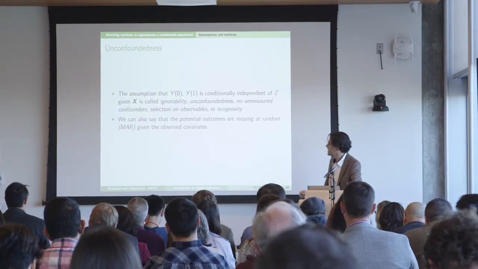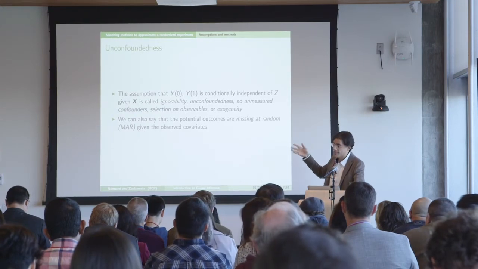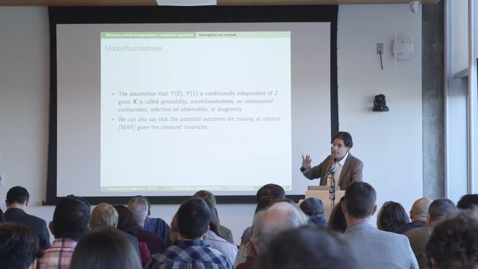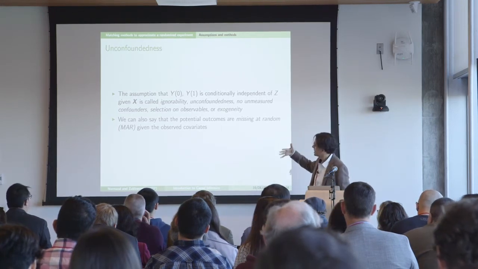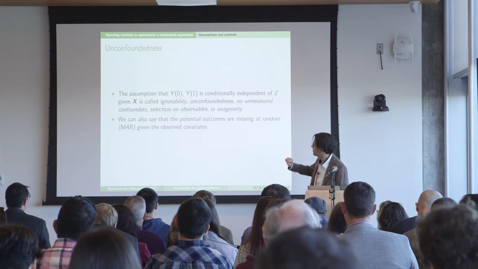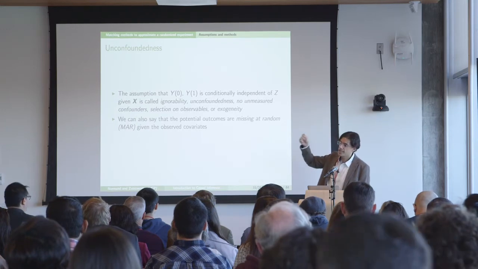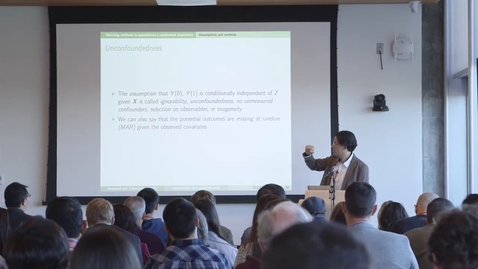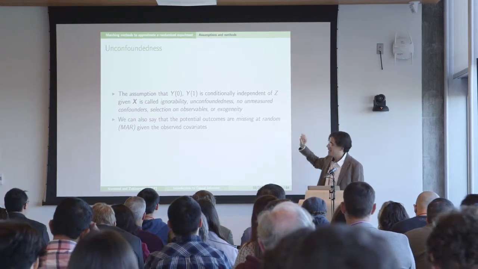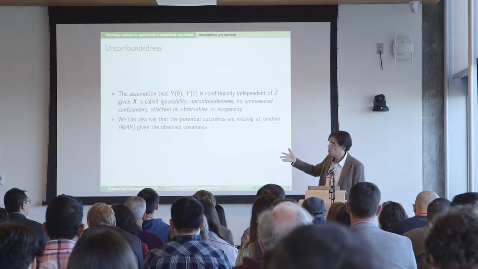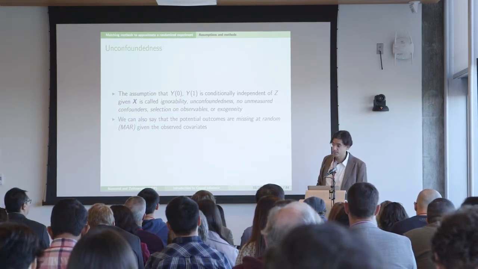So again, this assumption is saying that y0 and y1 are conditionally independent of z given x. And this assumption has many names in different literatures. In econometrics, people speak about this assumption as exogeneity or selection on observables. In statistics, it's often called ignorability, which coupled with the next assumption of positivity is going to be strong ignorability. But this is also related to the notion of missing data, which is missing at random. So we can say that the potential outcomes are missing at random given the observed covariates.